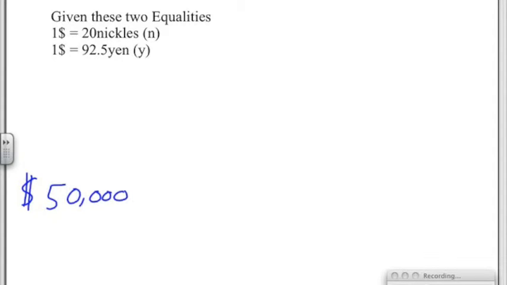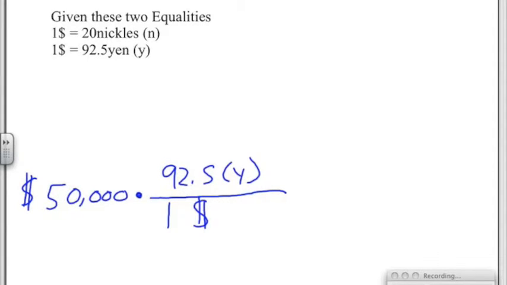Okay. Now here's the trick. You use multiplication with your conversion factor. So multiply. Go ahead and do this with me on your notes if you're not doing it. Okay, and we say $1 is equal to 92.5 yen. The Japanese currency.